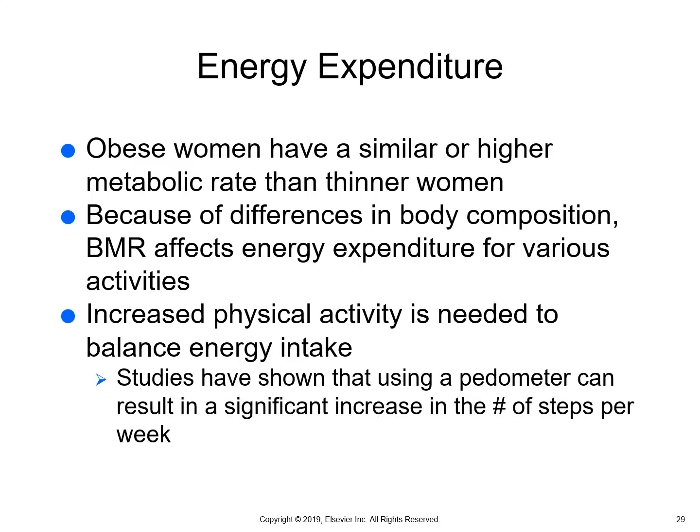Obese women, this is kind of interesting, the energy expenditure. Obese women have a similar or higher metabolic rate than thinner women. Remember, we talked about surface area: the more surface area, the greater the basal metabolic rate. But because of differences in their composition, because many obese women obviously have more fat, the BMR affects the energy expenditure for various activities. Because of their body composition, they don't burn as effectively as somebody that's more muscle than fat. An increased physical activity is needed to balance that intake, and studies have shown that the use of pedometers can result in a significant increase in the number of steps per week.